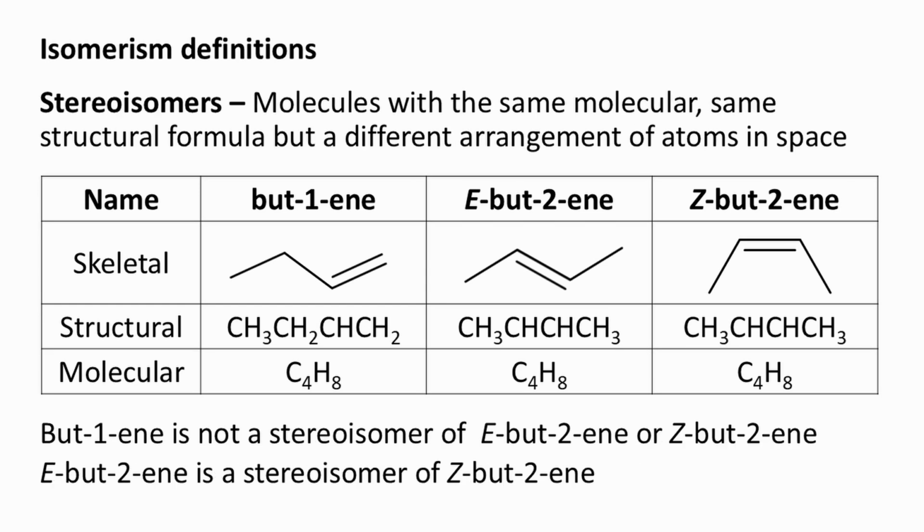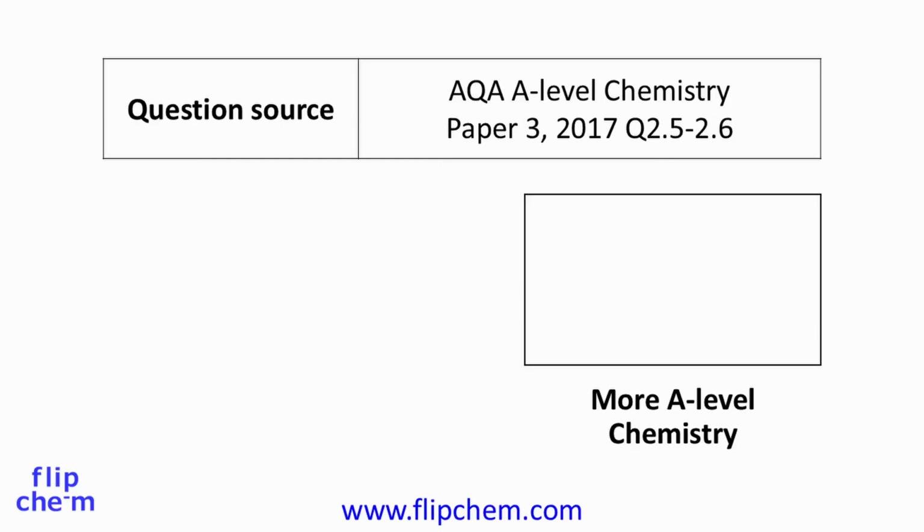Stereoisomers are molecules with the same molecular formula, same structural formula, but a different arrangement of atoms in space. But-1-ene is not a stereoisomer of E-but-2-ene or Z-but-2-ene. But-1-ene has a different structural formula to both of these isomers. E-but-2-ene is a stereoisomer of Z-but-2-ene. Both E-but-2-ene and Z-but-2-ene have the structural formula CH3CH=CHCH3.